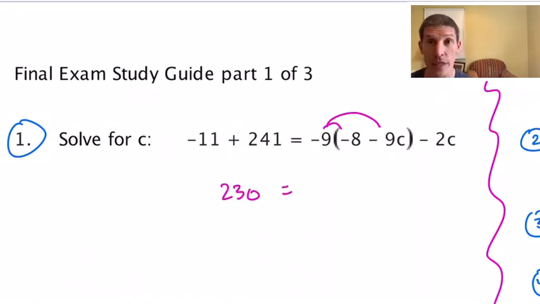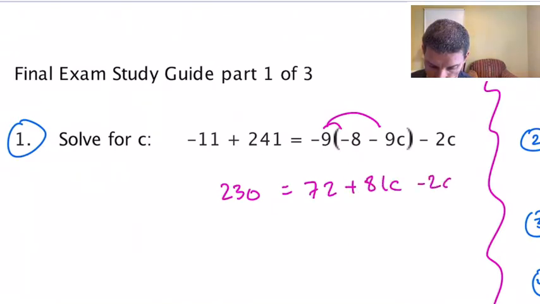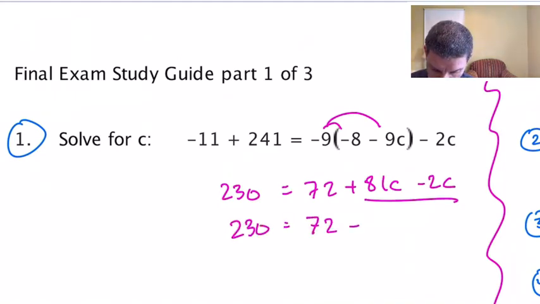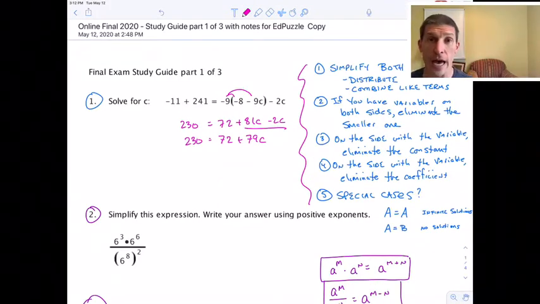On the other side, we need to distribute first and then combine like terms. Now, step number 2, if you have any variables on both sides, you get rid of the smaller variable. We don't have any here. We only have a single variable, so we just move on.